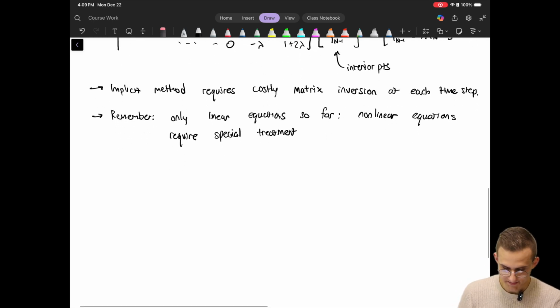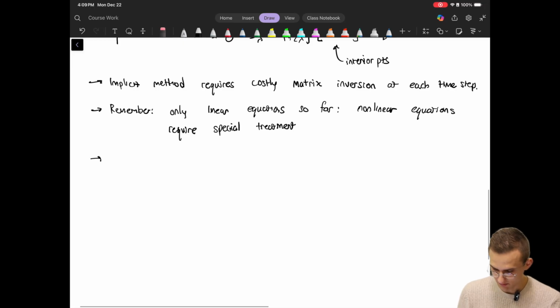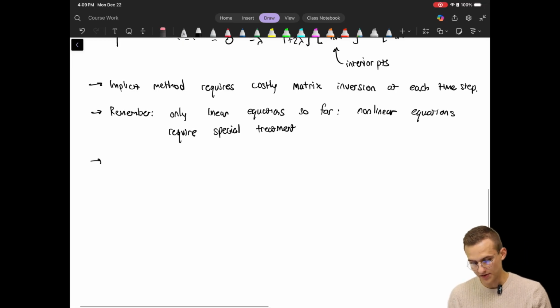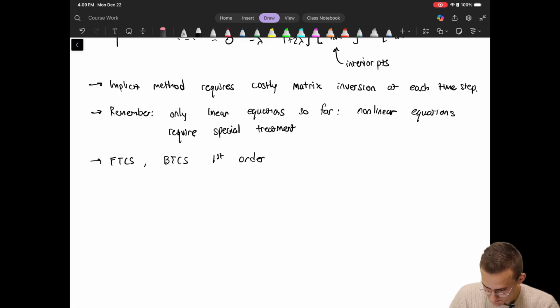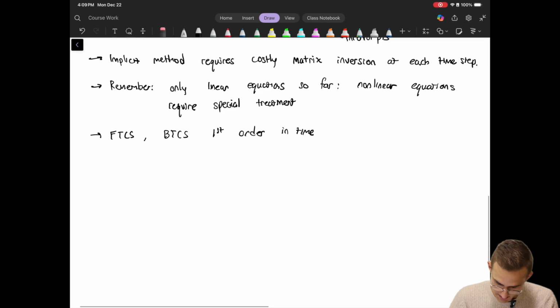Okay, and then another thing that we may have noted is that although these two methods are second order in space, they're only first order in time, right? So forward time centered space and backward time centered space are first order in time. So what we're going to do right now is look at a popular method that's higher order in time. Okay, and that method is called Crank-Nicolson.